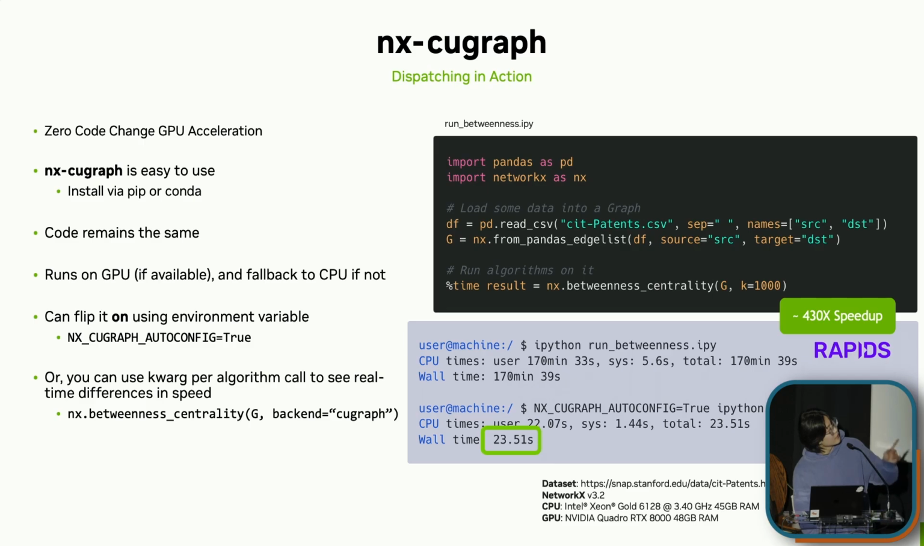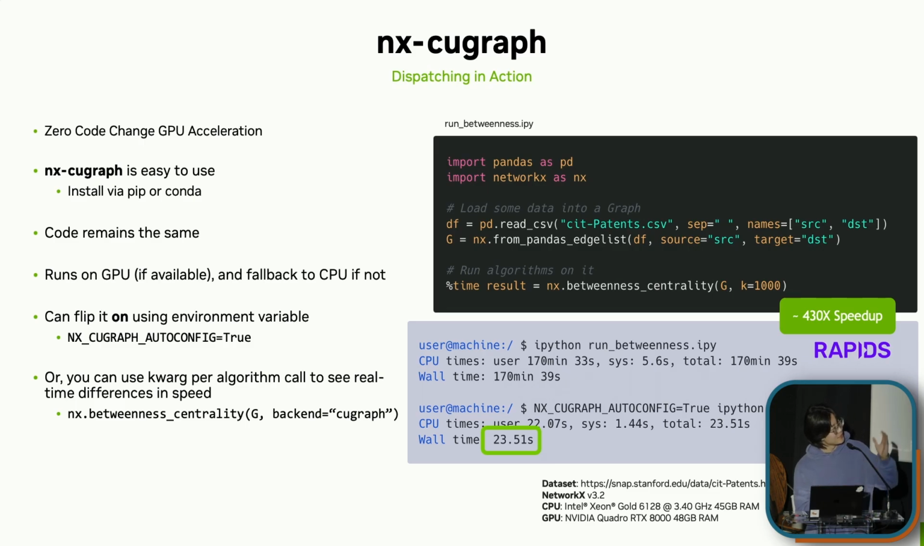So here I wrote an example, it's really simple, called run betweenness. It essentially creates a NetworkX graph from a pandas data frame. The data is roughly 3.7 million nodes and a little over 16 million edges. It's information about US patents. And then I run betweenness centrality on it. Betweenness centrality is an algorithm that in a nutshell just tells us which nodes act as the bridges that connect shortest paths from other nodes. It's more complicated than that, but that's the gist of the algorithm.